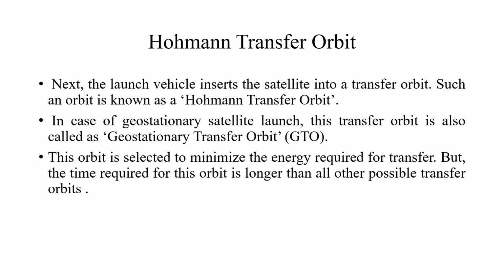Next is the transfer orbit. The transfer orbit is named the Hohmann transfer orbit. Once the satellite is launched in the parking orbit, the satellite is made to revolve in that particular orbit one or two times, and after that it is transferred to the transfer orbit. The launch vehicle will insert the satellite into this transfer orbit, which is named the Hohmann transfer orbit. In case of geostationary satellite launch, this transfer orbit is also called the geostationary transfer orbit.